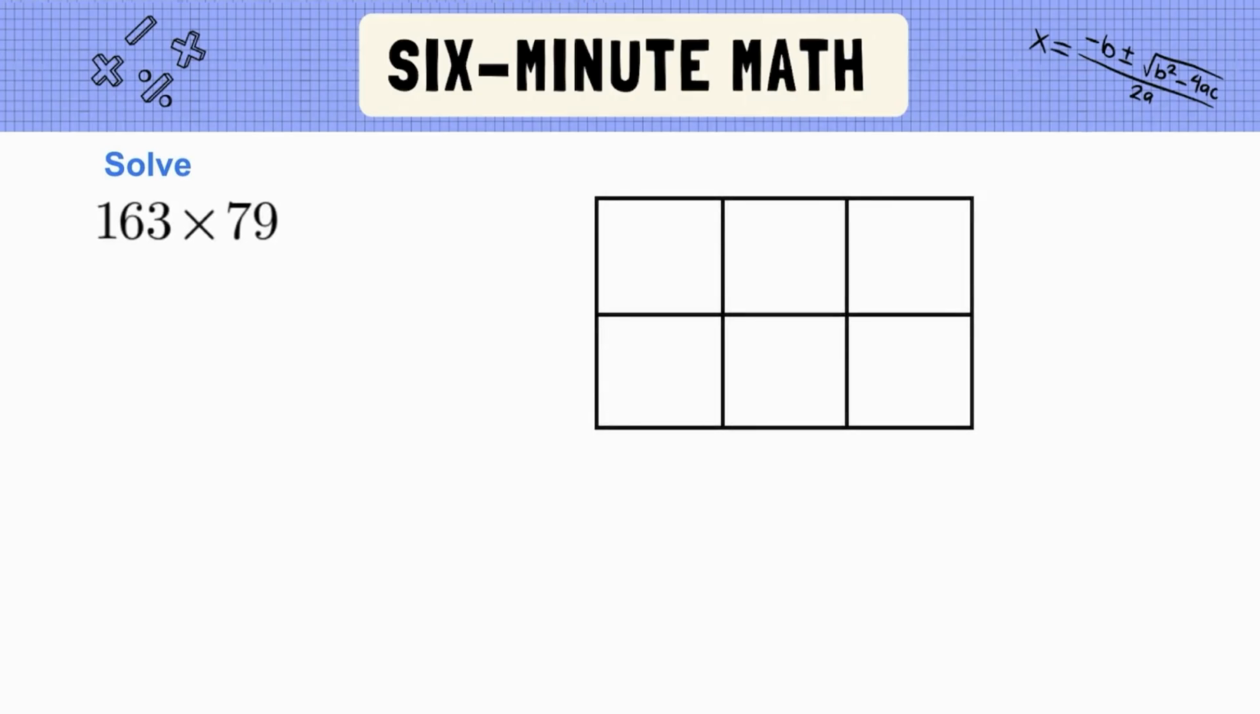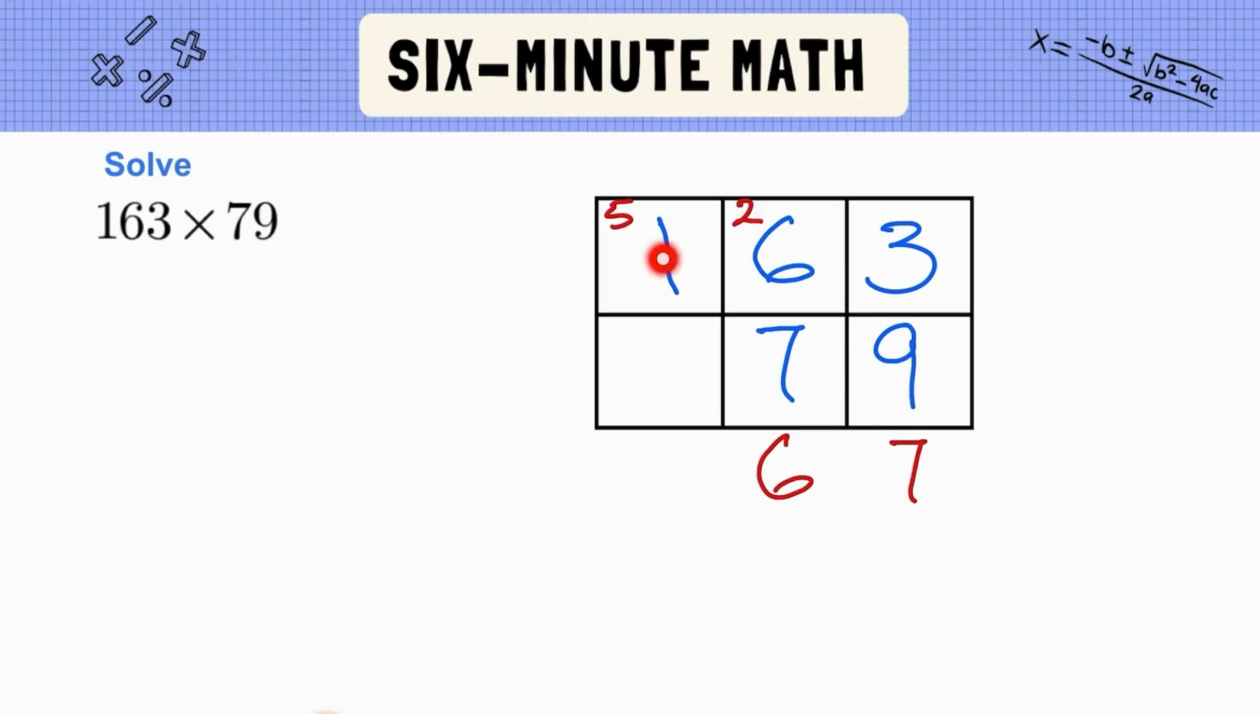Let's solve 163 times 79. So we have 1, 6, 3 times 7, 9. Start in that lower ones. 9 times 3 is 27. Drop my 7, carry my 2. 9 times 6 is 54. Plus my 2 is 56. So we're going to drop our 6, carry a 5.